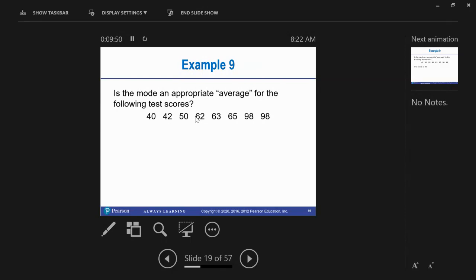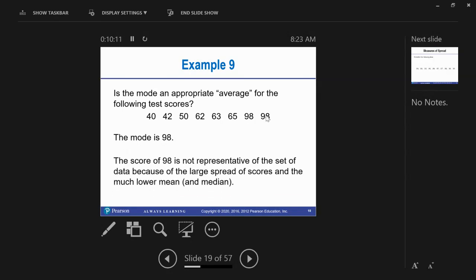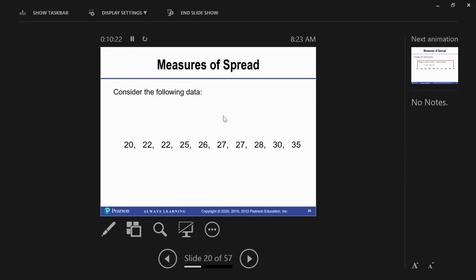All right, on this one, is the mode an appropriate average for the following test scores? Well, what is your mode for this data? 98. Is that a very good average? No, definitely not. So 98 is not representative of the set of data because of the large spread of scores. And even if you were to find the mean or the median, either one, those would both be much lower.